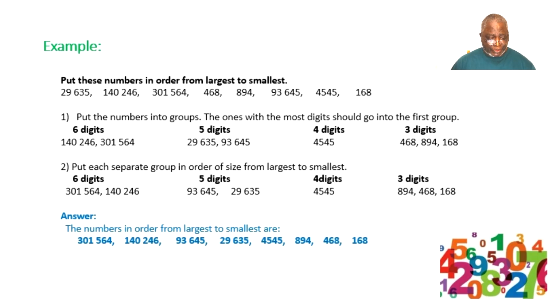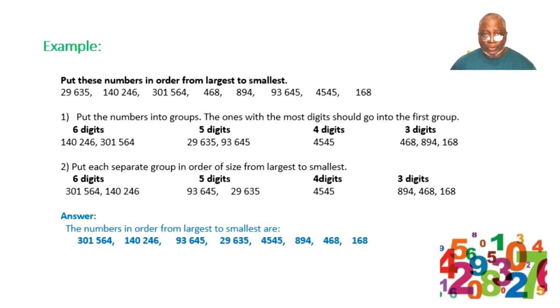So the answer is, you start from the highest, 301,564, followed by 140,246, followed by 93,645, then 29,635, then 4,545, and then 894, 468, and 168. Right. But ordering numbers is one thing.